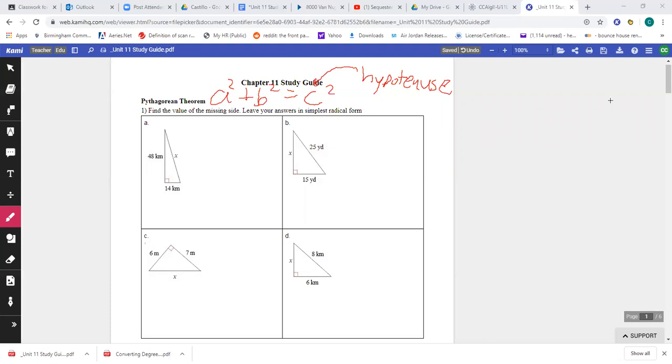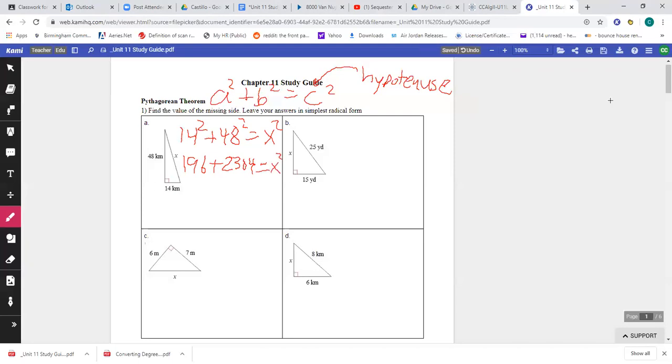So you see that this would just be 14 squared, and you're going to need your calculator for the study guide, so you could practice doing this. So it's 14 squared plus 48 squared is equal to x squared. And now you just solve. So you take out your calculator, you find out what 14 squared is, and that's 196. And then you're going to do 48 squared. So that is 2,304 is equal to x squared.